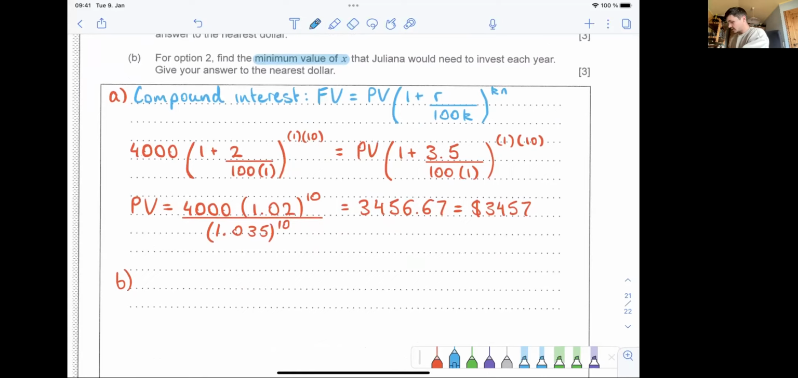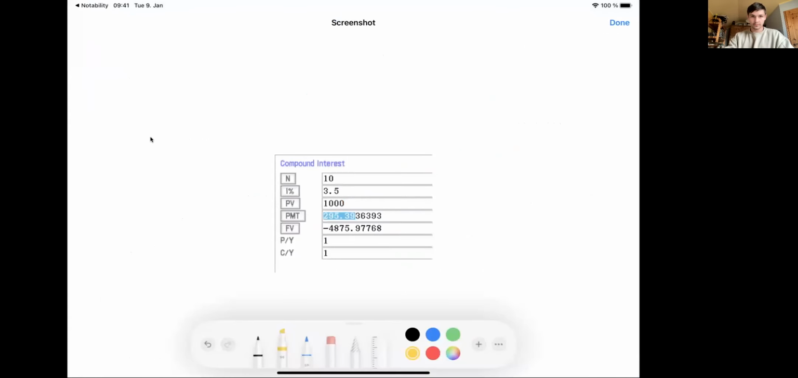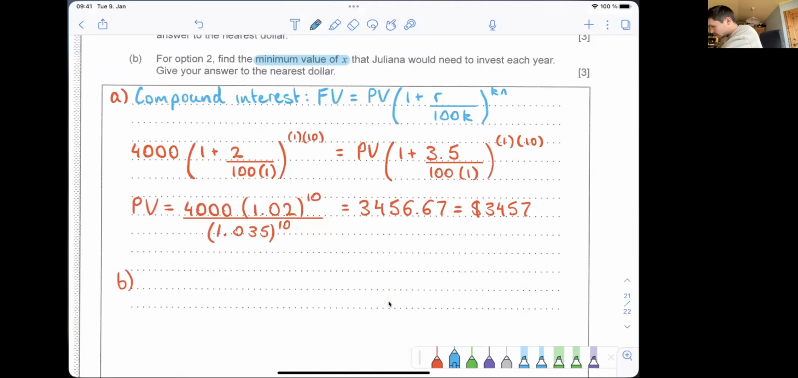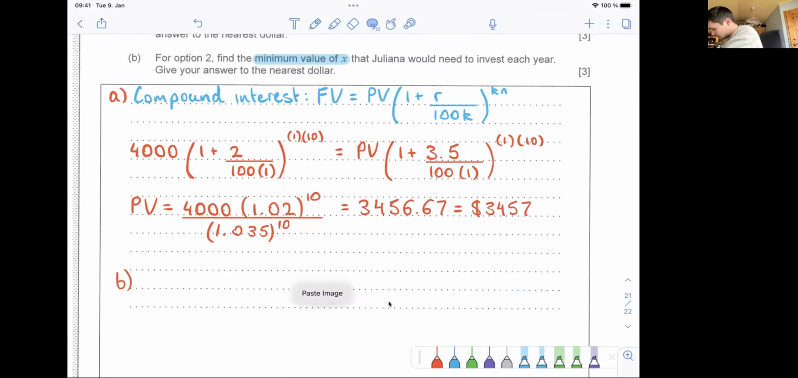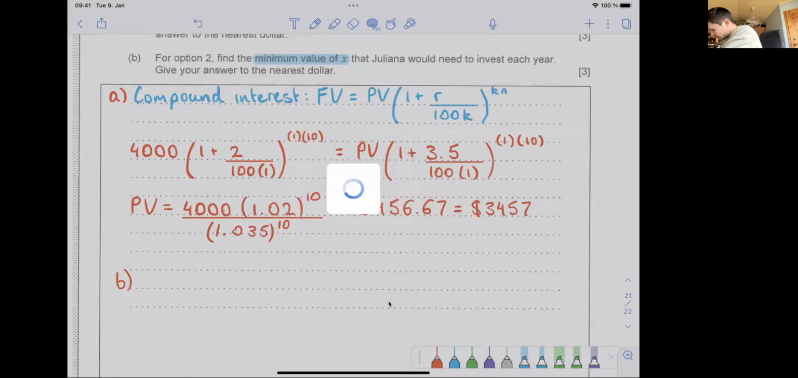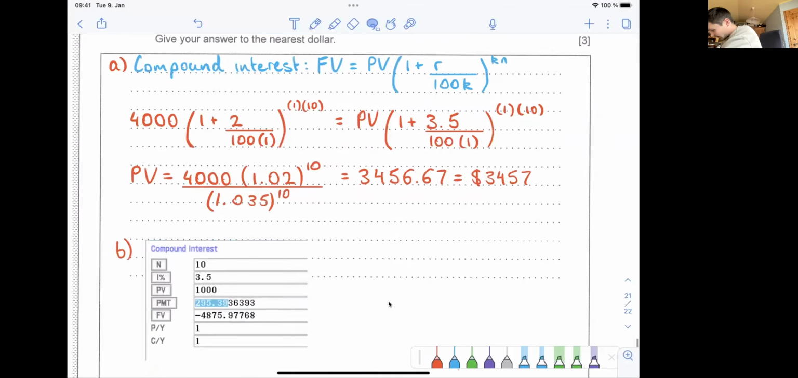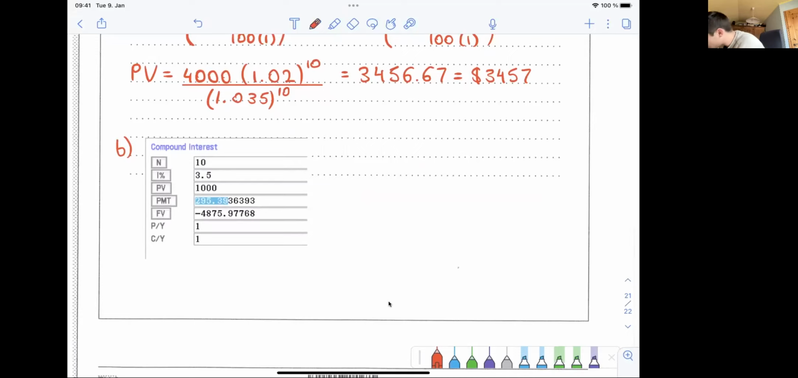Using our finance solver, actually what I might do is take a screenshot here for us. Let's plug it in. Okay, there we go. And so therefore, the payment is equal to $295 rounded to the nearest dollar.